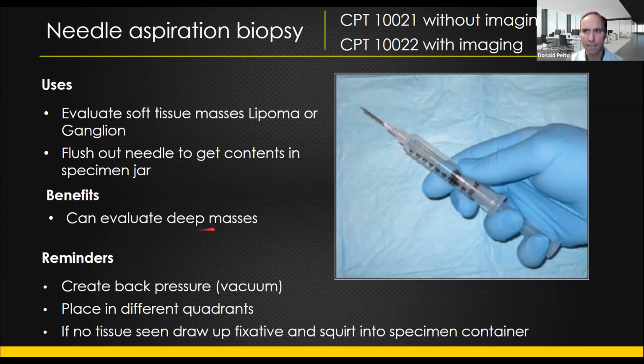And you can evaluate deep masses as well with ultrasound. So you can look at the mass, you can try to aspirate it and see if you can get it out. If it's a ganglion, you'll be able to get it out. I don't send every ganglion. I want to be clear about that. I do not do that. But if there's something I'm unsure of what's going on in there, I'll send it.